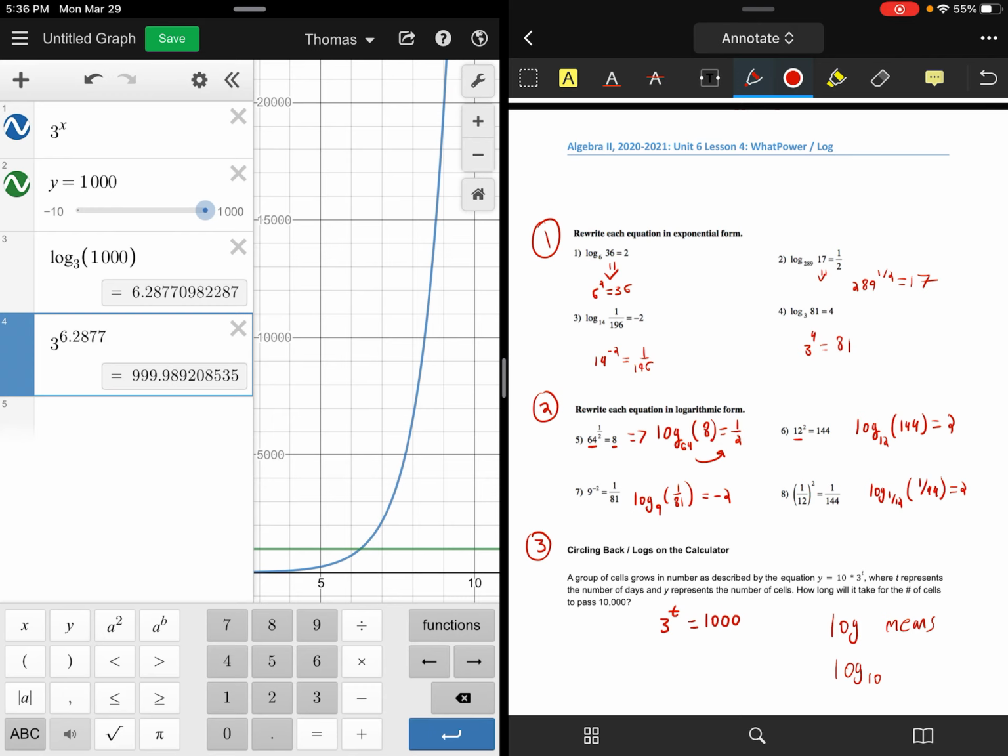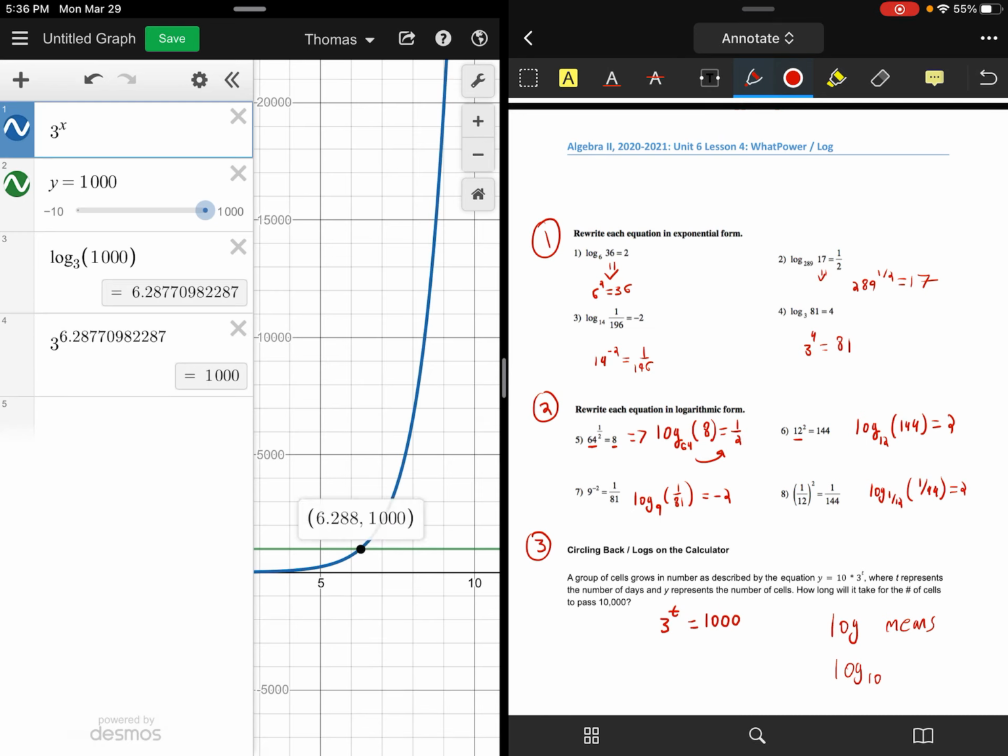And so what this means is 3 to the 6.2877 is 1,000. You go more decimal places, you get closer and closer to having exactly the right answer there. You can get as close as you want until Desmos gives up and says, fine, 1,000. Check it out right there. That's the right answer. So this is what we're going to be moving towards with logs. Your Desmos assignments today are just about some of the more basic log properties.